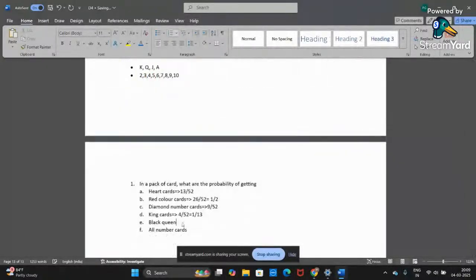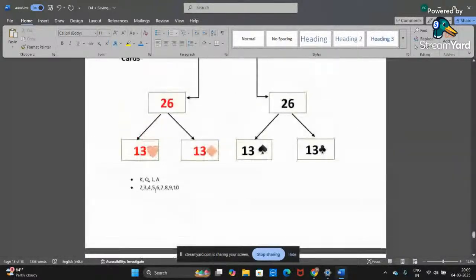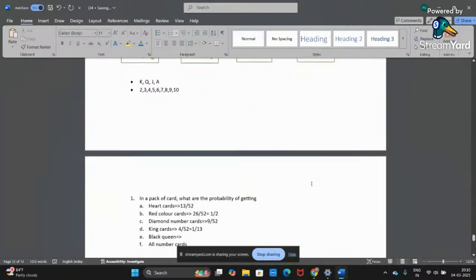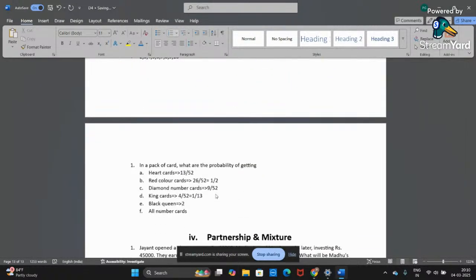So, black queen. How many black queens are there? Here black, 2 black. In each we have one queen. So totally we have 4 queens. In that 2 are red and 2 are black. Here they are asking for black queen. So it is 2 by 52. That means we have to write it as 1 by 26. So this is your probability of getting a black queen.